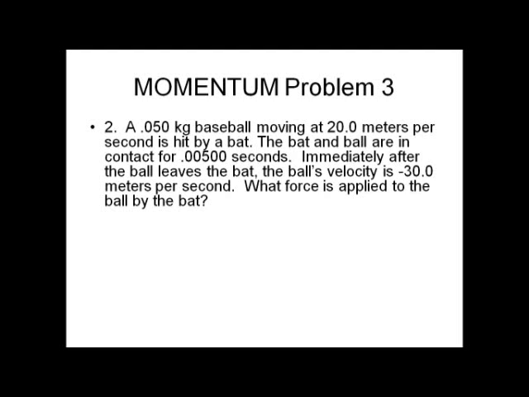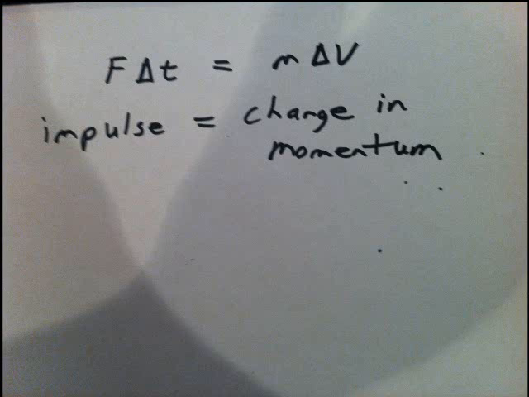And the ball leaves the bat at negative 30 meters per second. It's moving in the opposite direction. We want to know how much force is applied by the bat to the ball. Impulse momentum, F delta t is called impulse, the force and the time, and M delta v is called change in momentum.